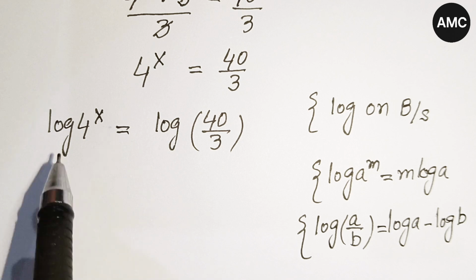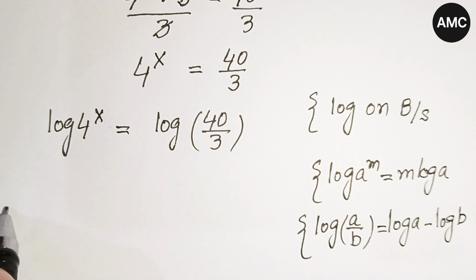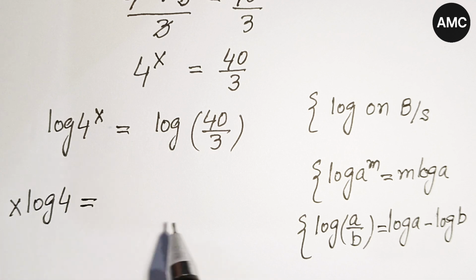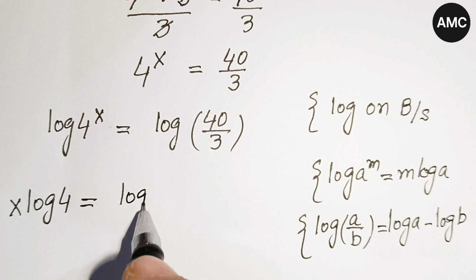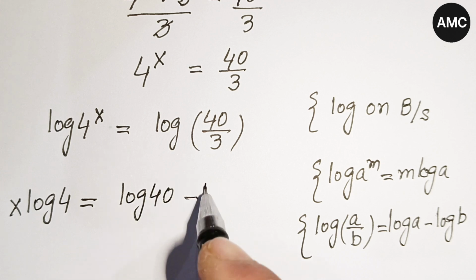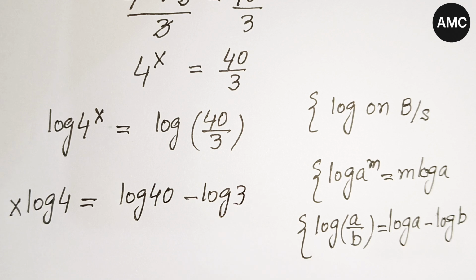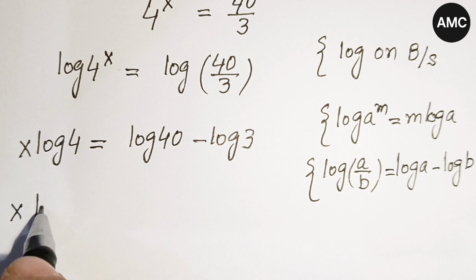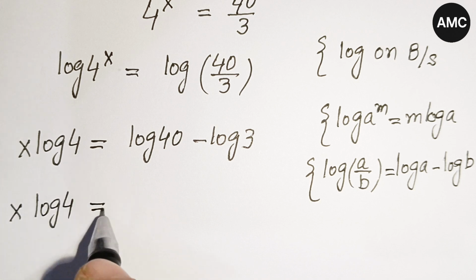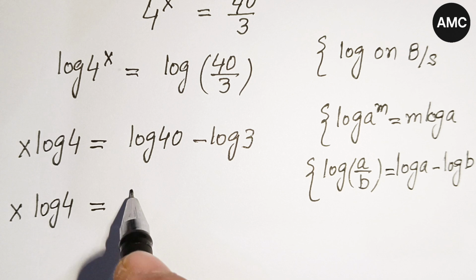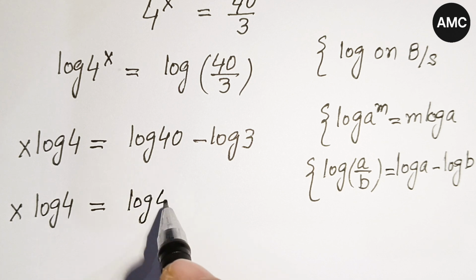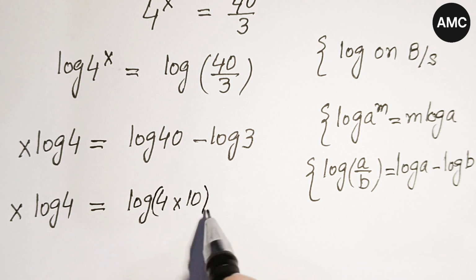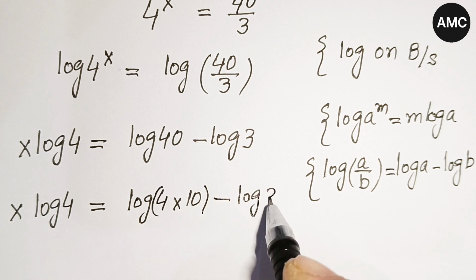So our left hand side of this equation will be x log 4, which is equal to log 40 minus log 3. Now our next step is x log 4 is equal to, this log 40 can also be written as log 4 multiplied by 10, so minus log 3.